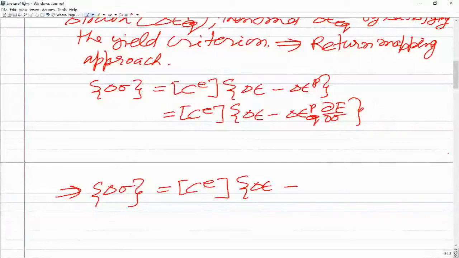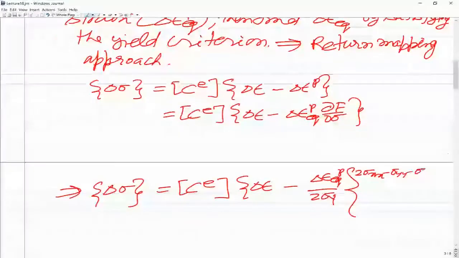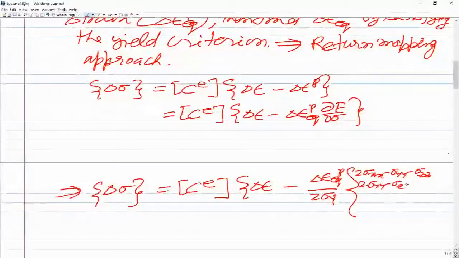If we write del F by del sigma in terms of the stresses, the second term would become delta epsilon equivalent P divided by 2 sigma y, that is the yield stress, and then we have the del F by del sigma terms: twice of sigma xx minus sigma yy minus sigma zz, twice of sigma yy minus sigma zz minus sigma xx, twice of sigma zz minus sigma xx minus sigma yy, 6 tau xy, 6 tau yz, and 6 tau zx.